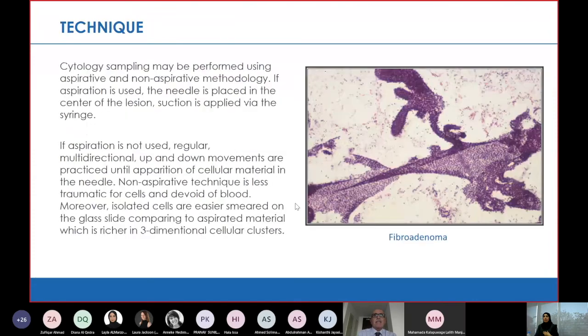The technique is the same, that is, we tend to use an up and down movement, whether we use aspiration or not. It's multidirectional, and the non-aspirative technique, as we said, is far less traumatic. Of course, in typical cases of fibroadenoma, the diagnosis is absolutely obvious. Interestingly, the combination of core biopsies and cytology is predominantly used in the private sector, where there's not a cost issue related to this. Next one, please.